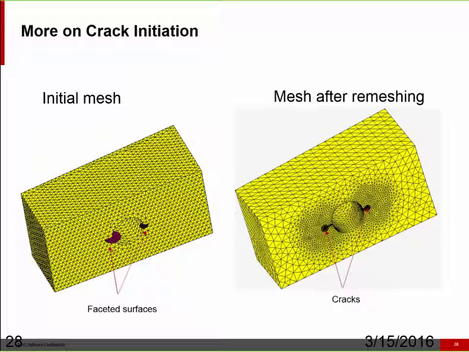For the remeshing method, we can define some surfaces, and Marc will use these surfaces to create a new mesh with initial cracks. These initial cracks are the intersections of these surfaces with the structure. So as you can see from these 2 figures, the figure on the right-hand side is the new mesh with the crack.